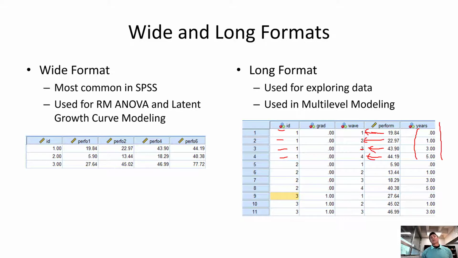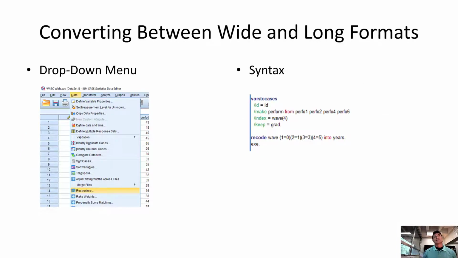So we'll want to go back and forth between the wide and long formats, because the long format is really useful for creating graphs. And when we go to multi-level modeling, the wide format is what we use in growth curve modeling and in repeated measures ANOVA. Today we're going to stay in just the wide format, but when we need to convert it, there are a few ways to do this. It's relatively simple to do.